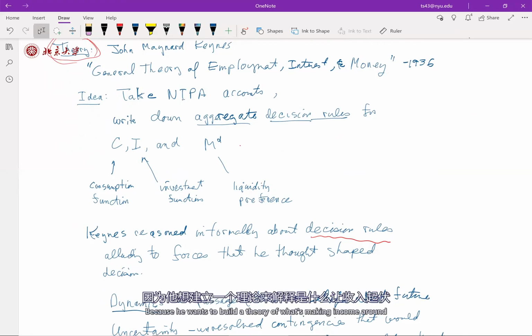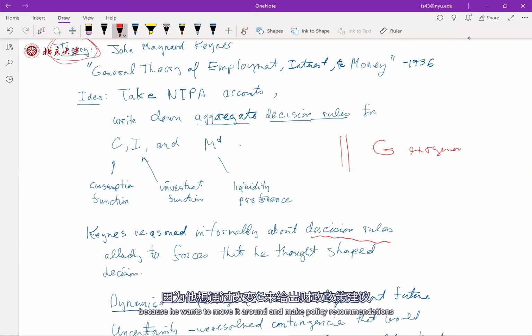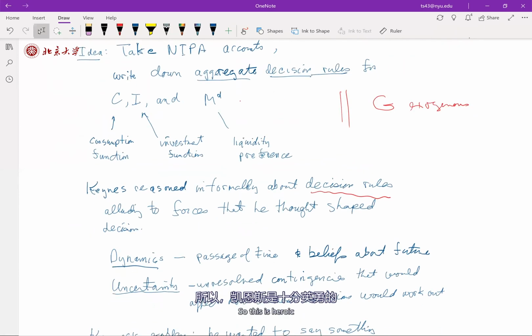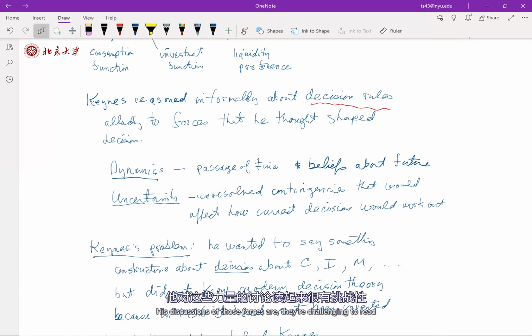And why? Because he wants to build a theory of what's making income move around. And one thing that he's going to do is not have a theory of G. He's going to have that exogenous because he wants to move it around to make policy recommendations. And we're going to talk about that. So this is heroic because how did Keynes get theories of those decision rules? Well, what he did is he reasoned informally, intuitively, alluding to various forces that he thought shaped those decisions.